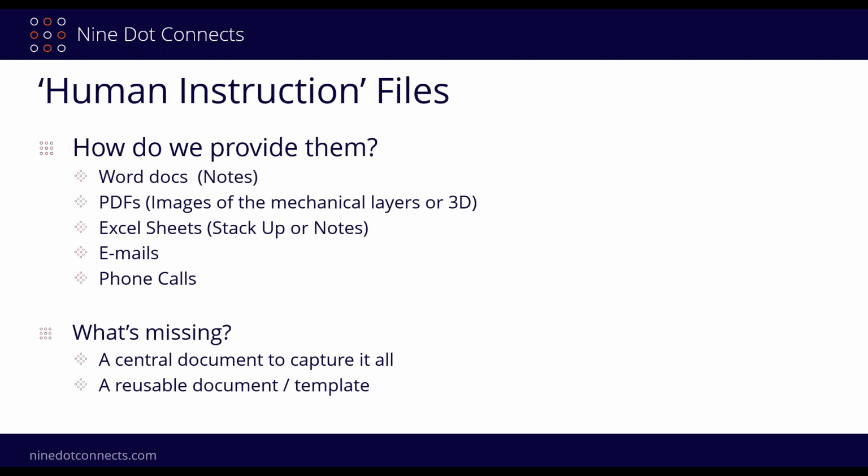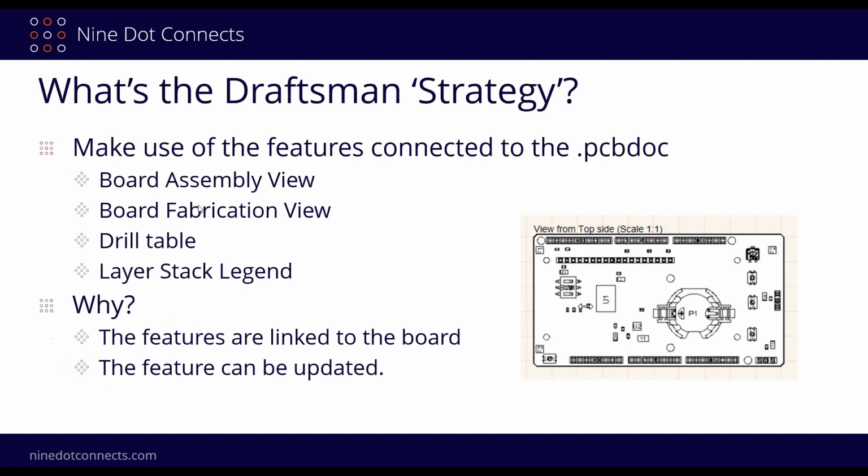And of course, a lot of us have this tendency to put things on a personal hard drive, and some of that ends up in a shared drive, and some of them may have ended up in your user shared drive, so they get a little bit scattered. So what are we really missing over here? First and foremost, a central document just to capture it all. And secondly, a reusable document, something that once we've set this up, we can use again and again and again. And that is what Draftsman is trying to provide here.